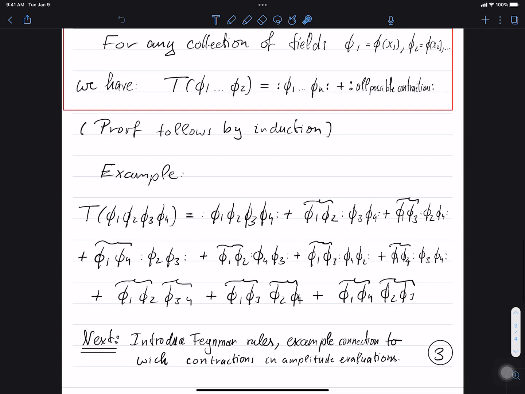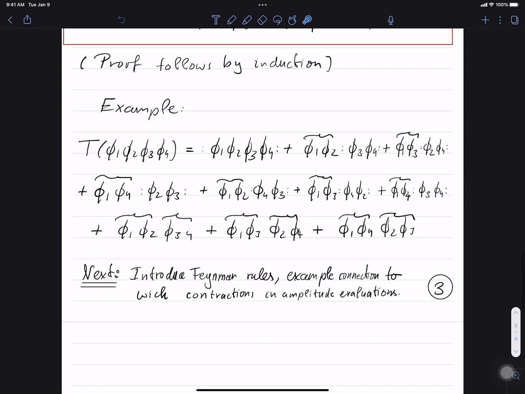So let's have an explicit example to see what it means. For example, the time ordered product of phi 1, 2, 3, 4 is equal to the normal ordered product of phi 1, 2, 3, 4 plus all the combinations where we contract, let's say, 1 and 2 here, and 1 and 3 here, and the other part that is not contracted is normal ordered. So we have to do the combinatorics of contracting all the possibilities of two fields.